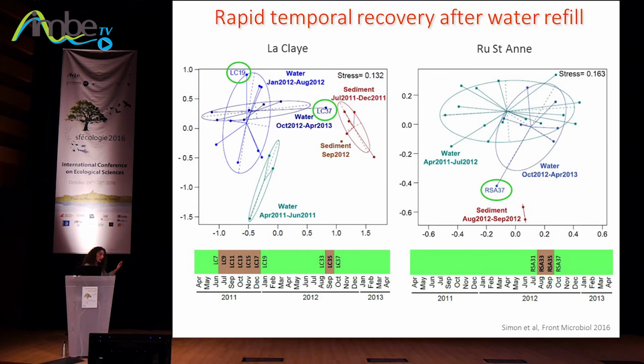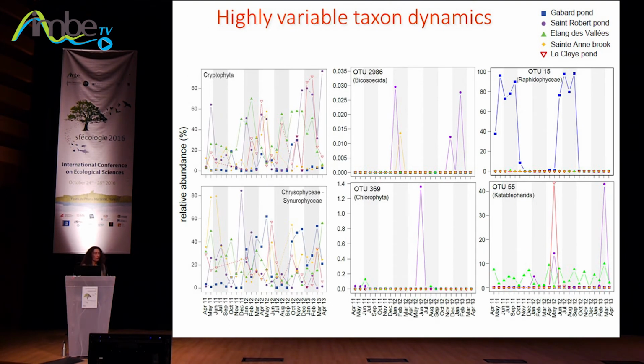And finally, taking into account the complete survey over the 24 months, we could also have a look at the different big groups, like these two groups of algae, cryptophytes and chrysophytes. The impression that you get is that the dynamic of the different taxa is a little bit chaotic, and actually this reflects very well the individual behavior of each OTU, of each species, if you want.